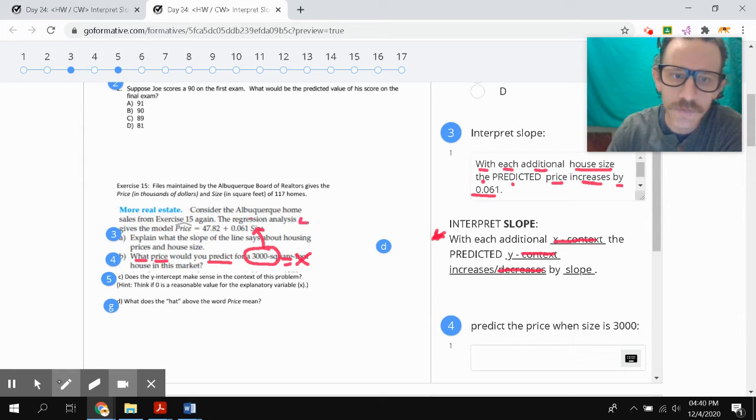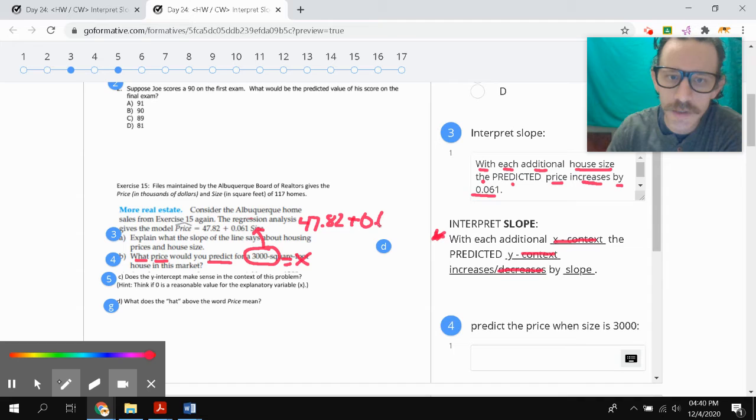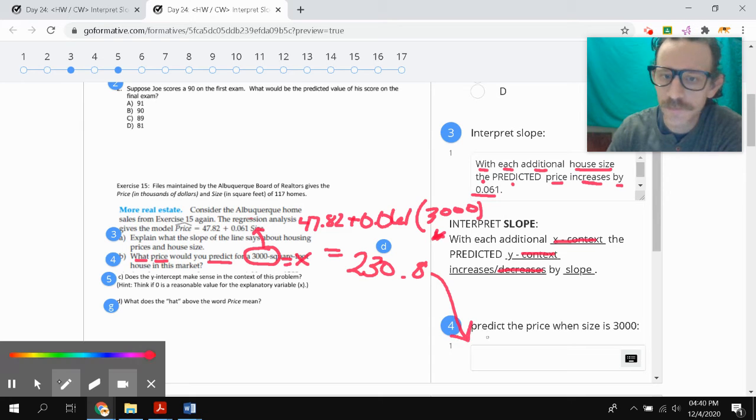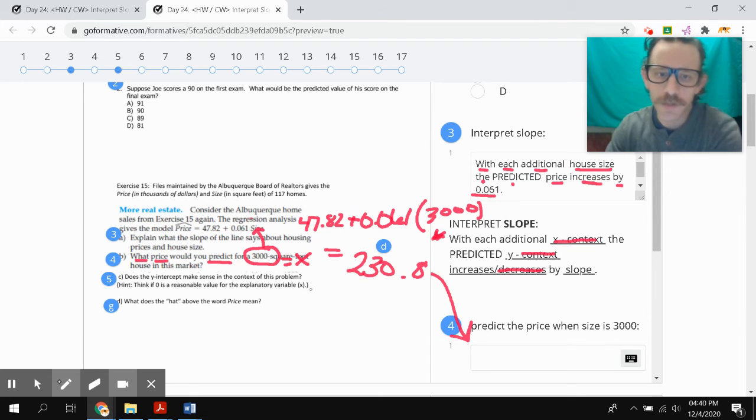So I do 47.82 plus 0.061 times 3,000. And whatever you get there, you can plug in for your answer. I think it's like 200 something, 230.8 or something like that. Okay, that's your answer for number 4.